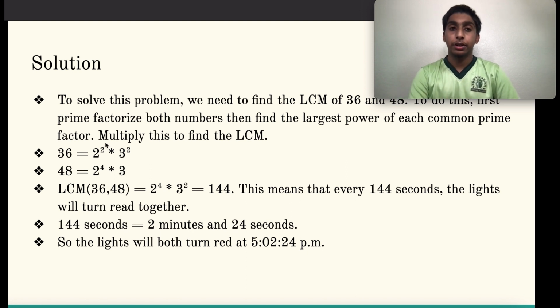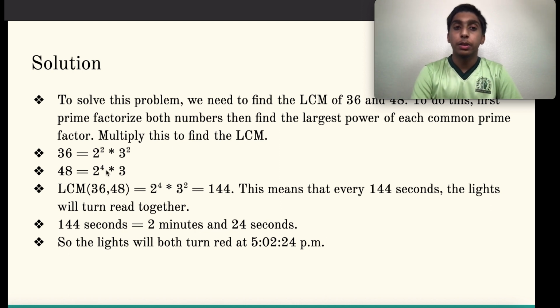So now that I found the prime factorization, to find the LCM you simply find the common factors. So I'm going to look for the common factors. Well, both of them have 2, both of them have 3. So both of these are common factors. Now I find the highest power of those common factors. Well, here the highest power is 2 to the power 4, and for 3, the highest power is 3 to the power 2.